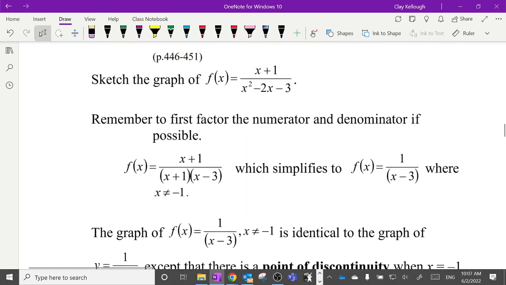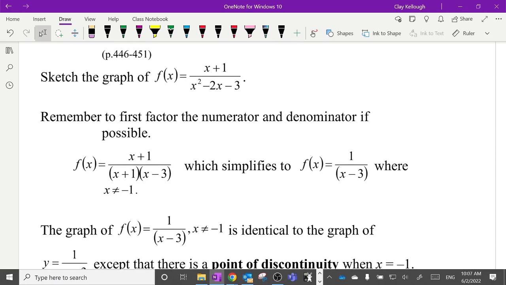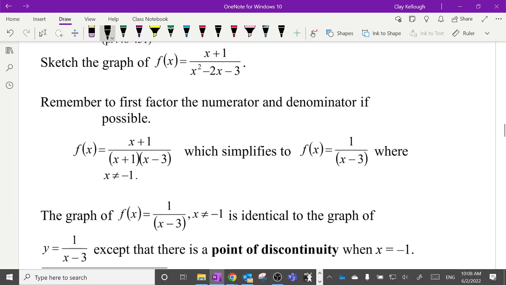Go back a page now. So if we're going to sketch this graph, factor the numerator and denominator. So the denominator factors, and check it out, the denominator has the same factor as the numerator. It has an x plus 1. So x equals -1 is a non-permissible value. But this graph here should be identical to this graph, except this graph has no problem letting x be -1. I'd get 1 over -4. Whereas my original graph, because of this factor here, it can't be -1.